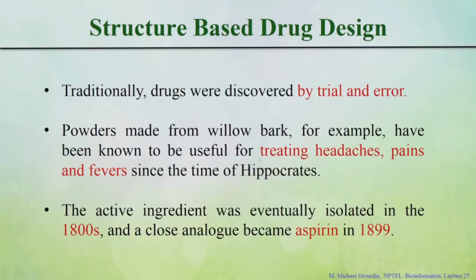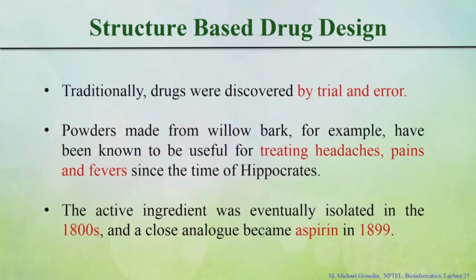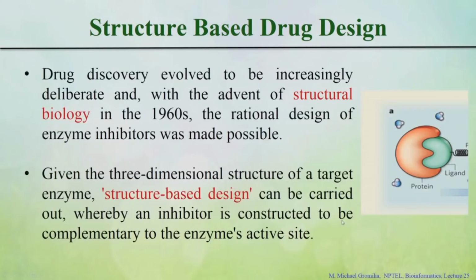So, they get the powders made from willow bark, for example, right, useful for treating headaches, pains, fevers and so on in the earlier days. Then they tried to find what the active ingredients are. If you eat some of the leaves, right, it can be medicinal, but what are the active compounds which interact with the system, right. Then they found, in the 1980s, that this is a close analog, right, then that became aspirin in 1899, right. So, they found that there is a chemical compound present in these plants, which is close to aspirin in 1989.